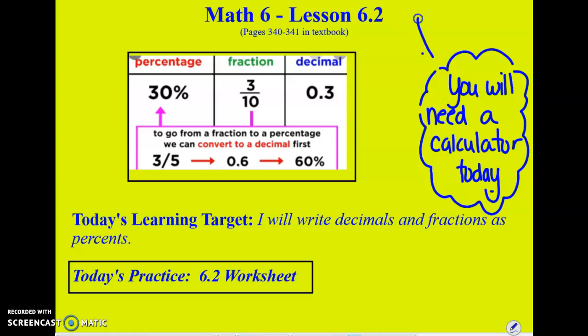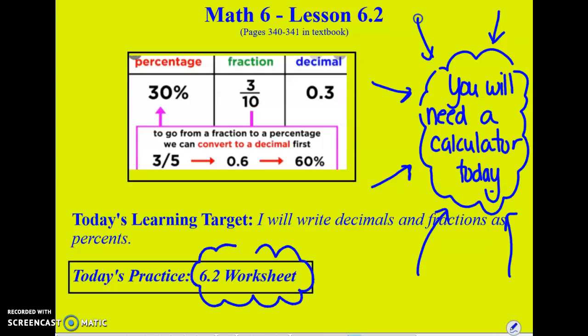I do have a little note right here. You will need a calculator today, so if you do not have one with you, please pause the video and get one to use today. Our assignment today is going to be a worksheet. There's a riddle on one side that you will not be able to do until you are all the way done with the problems.